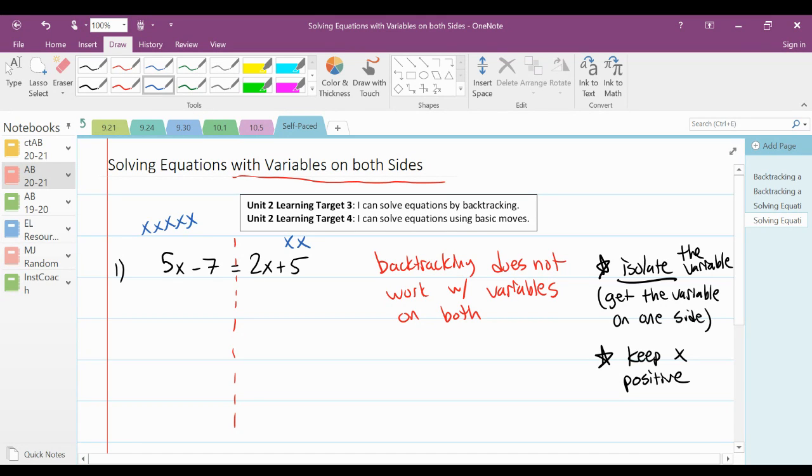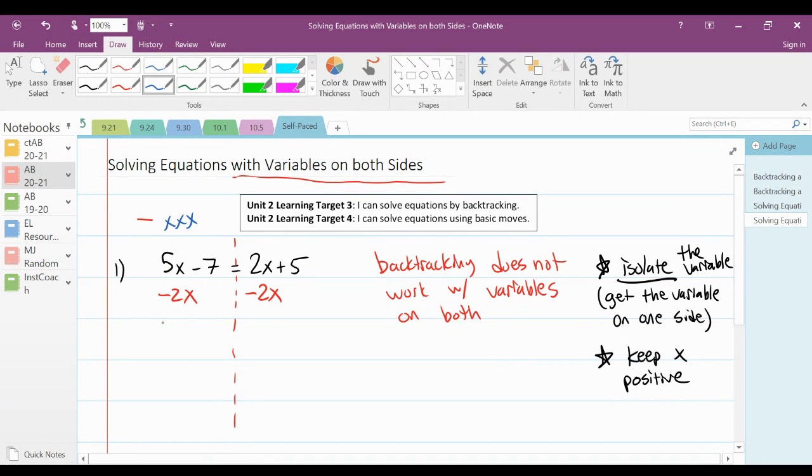So what I can do is remove the 2 x's on the right side. But if I do that on the right, I also have to do it on the left. So my goal is to subtract 2 x's from both sides. This will get rid of the variable on the right and keep the rest of the x's on the left side. So I'm going to show that using basic moves. Subtract 2x on both sides. All right, I'm isolating the variable. I'm getting it on one side first.